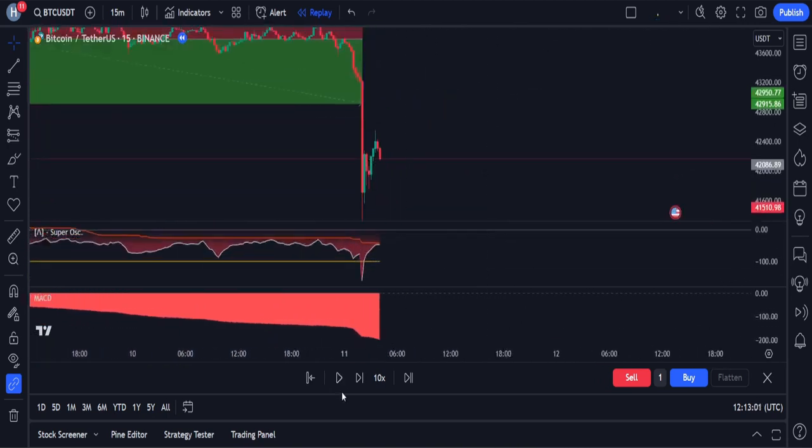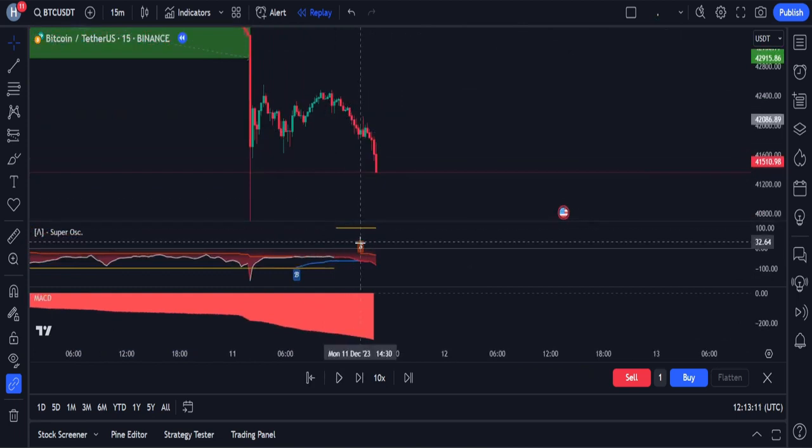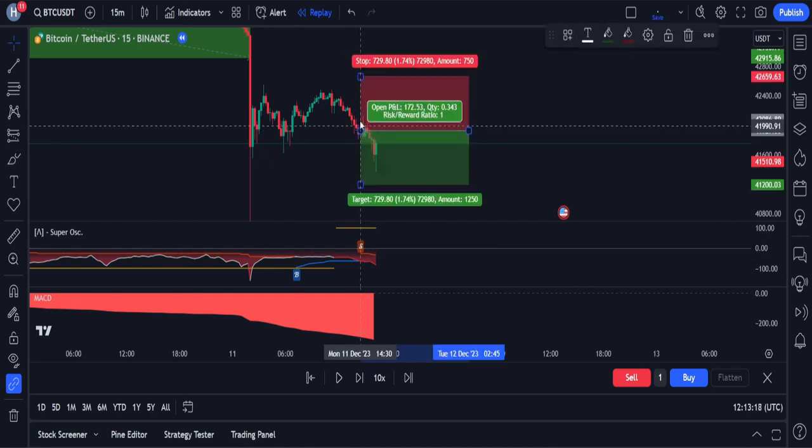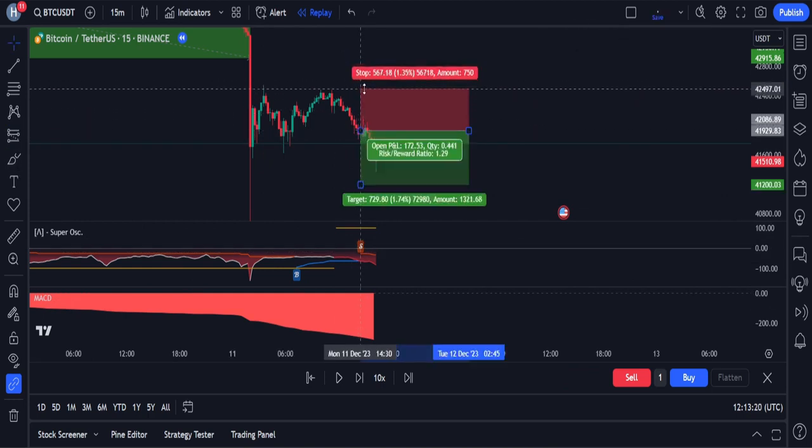Now let's go through one more sell trade example. Here we can see we have got a sell signal, and it is confirmed by the MACD histogram as it is also red in color. So we can open a sell position here.